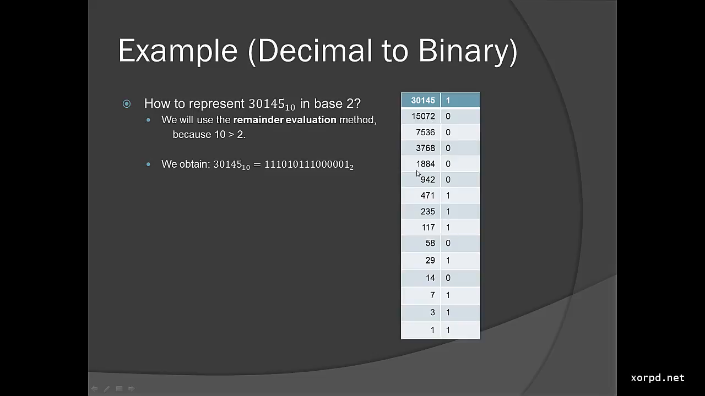If you look at the numbers on the left column, each time we get a new number, it is about a factor of 2 smaller than the number above it. So it's not going to take so long until we get to the last number, which is 1, and find the full representation in binary.